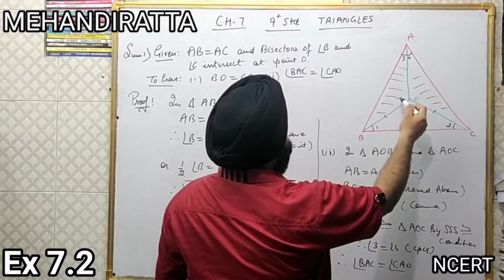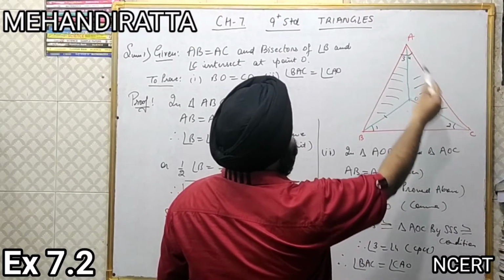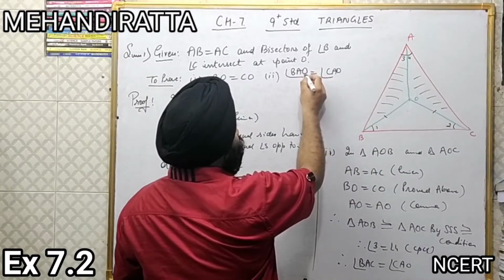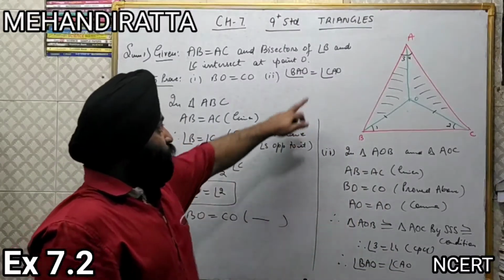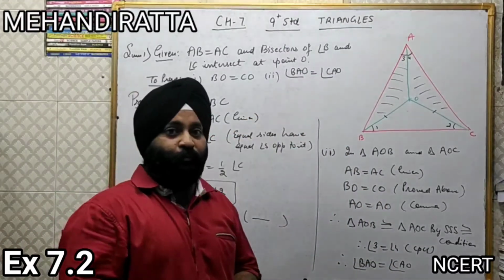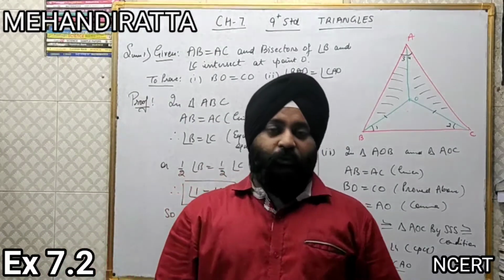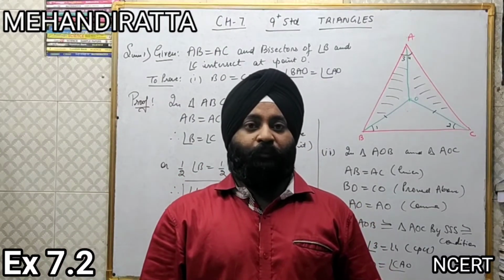Therefore angle BAC equals, not BAC, BAO. Therefore angle BAO is equal to angle CAO. This is angle BAO. So this was your first sum.